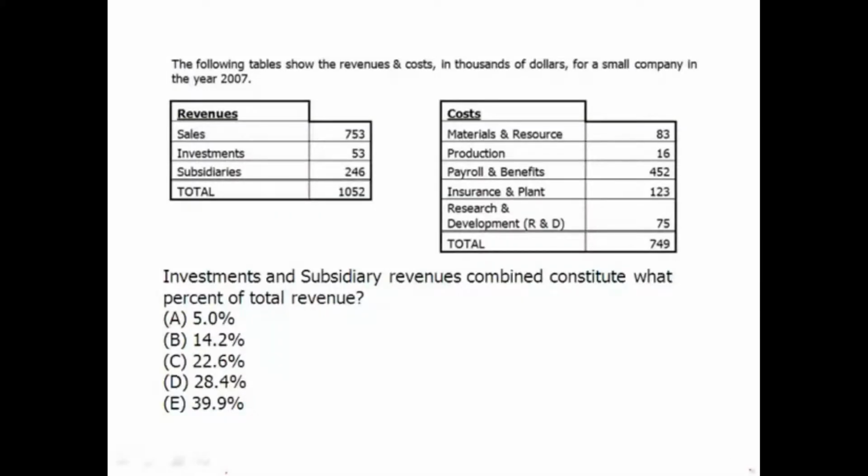Investments and subsidiary revenues combined constitute what percent of total revenue? So we want to know if we add these two numbers up, that's what percent of this number? Well, I'm going to approximate here. 50 plus about 250, that's about 300. So 300 out of 1,000, that's something very close to 30%. So looks like we have a couple things that maybe are close to 30%, one a little more than the other. Well, let's think a little more carefully. This is slightly less than 100, and this is slightly more than 1,000. So if we make the top of a fraction a little smaller, the bottom of a fraction a little bigger, that makes the fraction slightly smaller. And so we definitely have something that is slightly less than 30%, and that very accurately describes answer choice D.